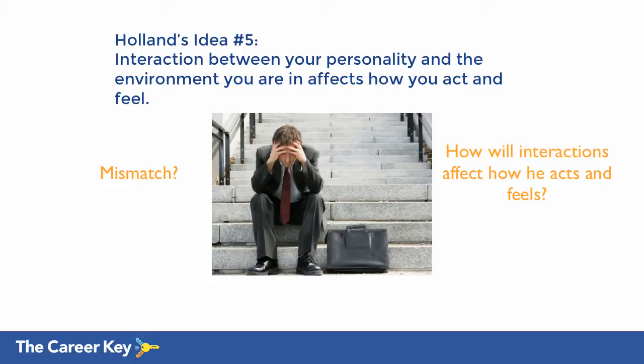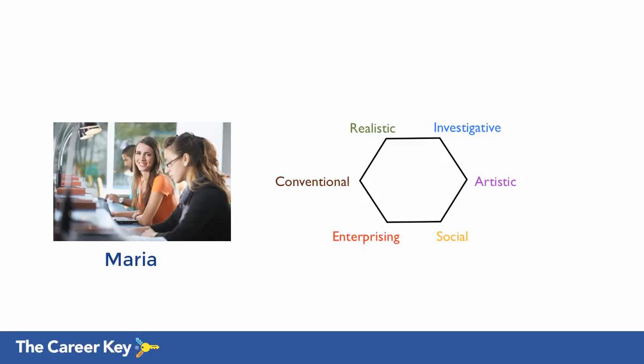Of course, if there is a mismatch where the environment doesn't fit the person's personality, it is likely to have a negative effect on how they act and feel. Take the case of Maria. Her dominant personality type is artistic. However, when she was offered a scholarship to study accounting, she jumped at the chance because her family had little money and this was an opportunity to go to college.